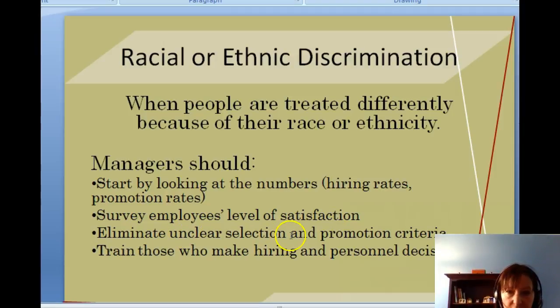Look at what criteria you're using for selecting and promoting people. Is there something that requires a lot of judgment, which would make it more open to biases? And make sure that those who are making hiring and personnel decisions have been trained in the importance of evaluating people objectively, evaluating people solely on the basis of job-related criteria.